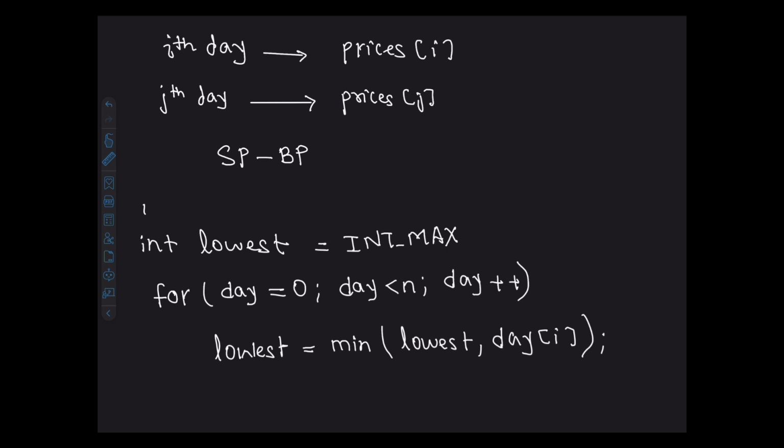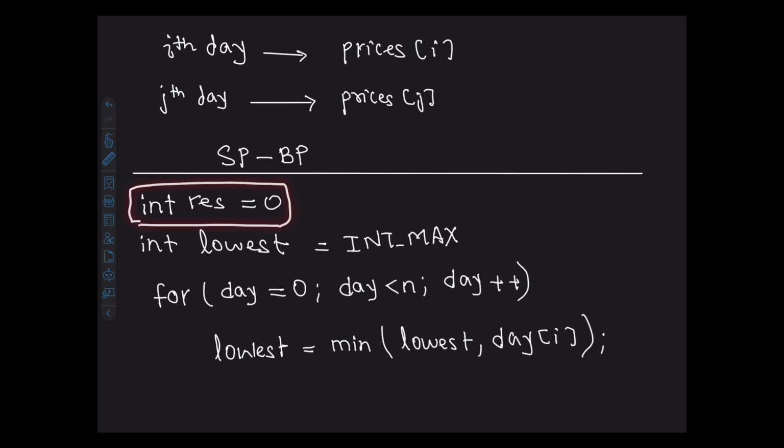So let our profit be stored in a variable called result, and let's initialize it with 0 because it is the minimum profit that we can acquire by just not buying or selling anything. Now if you sell it on the ith day, you're going to sell it at prices of i. Yeah, that's your selling price. And what will your buying price be? Your buying price will be the minimum price that has been there before it.